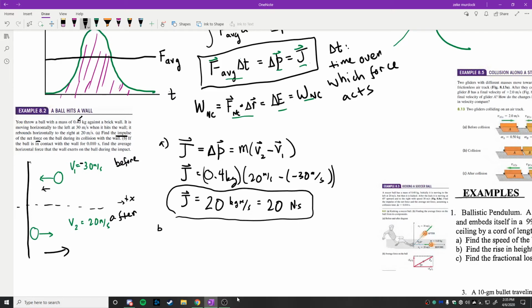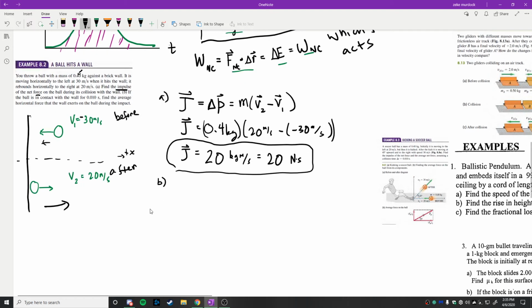All right, part B. It says, if the ball is in contact with the wall for a time interval of 0.01 seconds, find the average horizontal force that the wall exerts on the ball during impact. So this we can find by saying F average times the time interval delta t should be equal to the impulse. So if we take the impulse and we divide by delta t, we're going to get 20 Newton seconds divided by the time, which is 0.01 seconds.